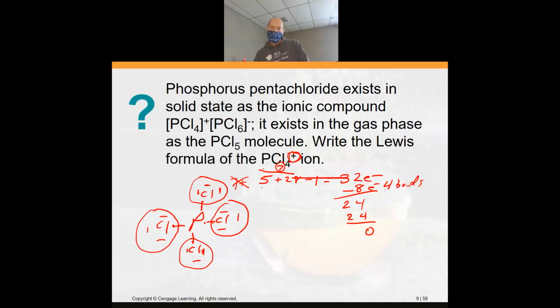Note that the phosphorus here said 5. The valence electrons for phosphorus is 5. But phosphorus only brought in 4. So the positive charge is on the phosphorus. It was supposed to bring in 5. It only brought in 4 for the 4 bonds that it shared. And so it did not bring in its 5th electron. That's why it is a positive charge.